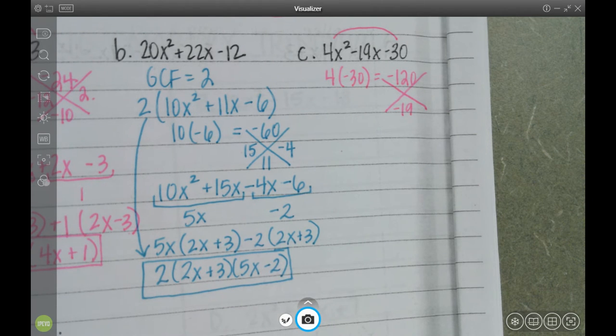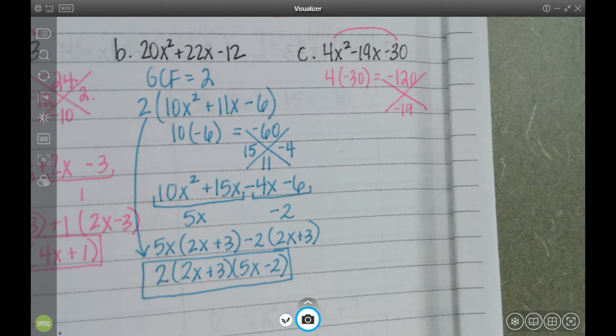Have you found the drawback of the AC method? Sometimes when you multiply A and C, you get giant numbers like negative 120, right? Which is not on your multiplication table, which makes it kind of hard to figure out your factors, right? So if you have a calculator, it's fine, because then eventually you can find those things. But if this is the test and you multiply and you get a number that's not on your multiplication table, then it requires a little bit more work.